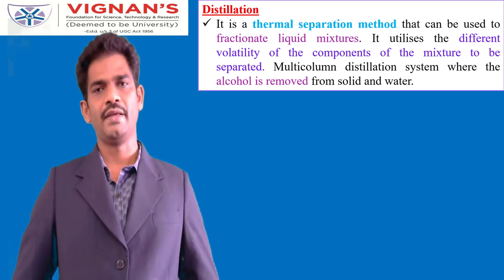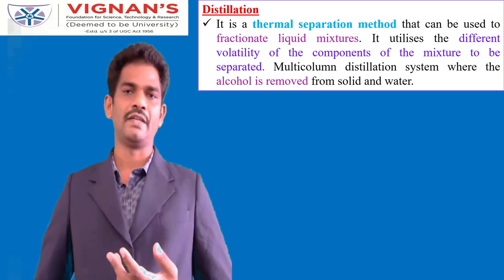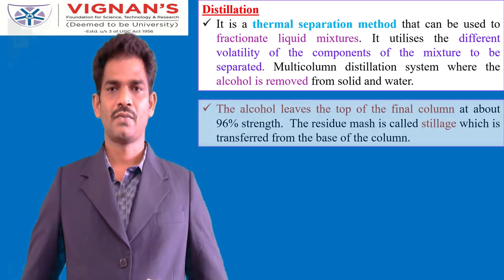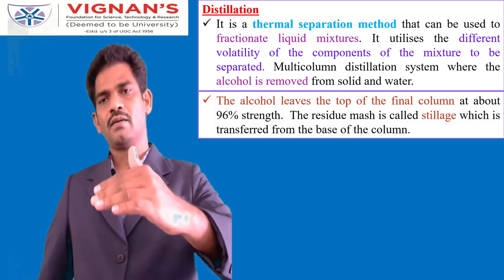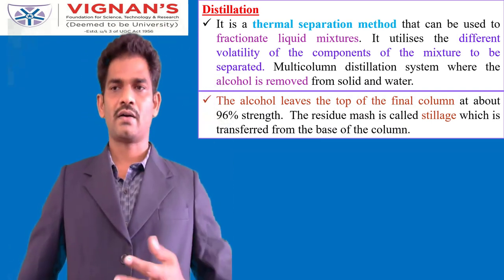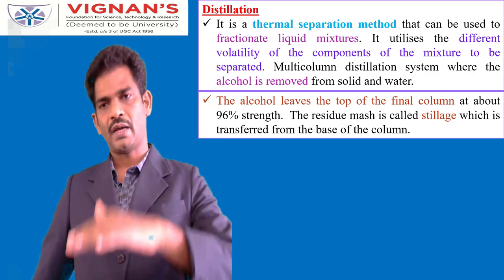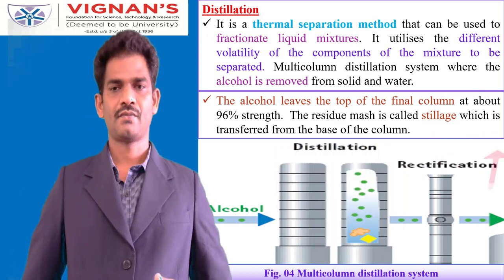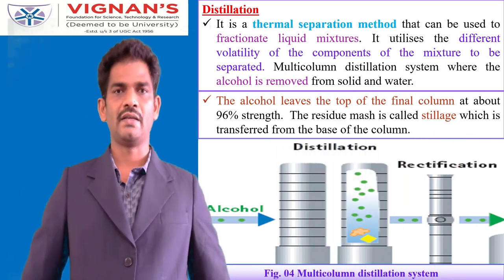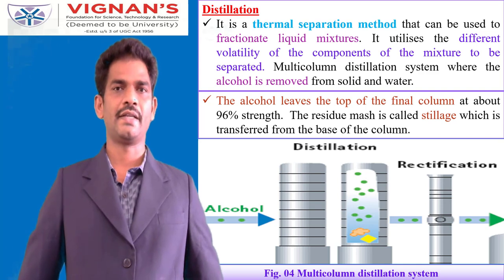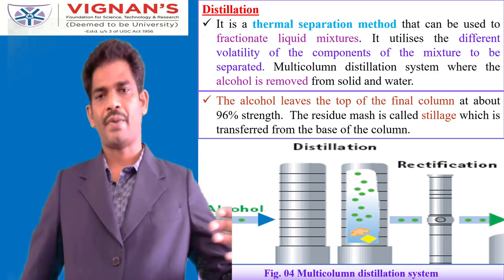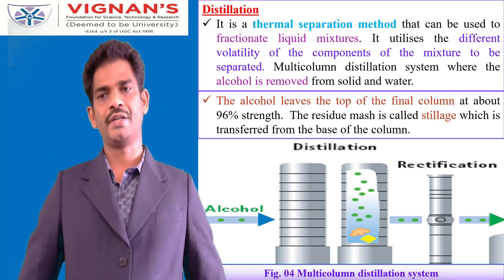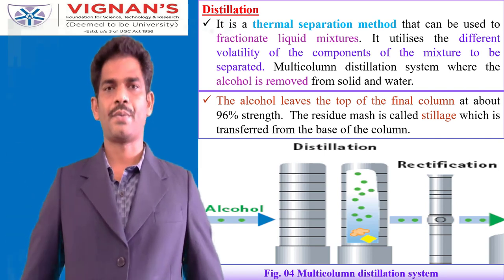For ethanol recovery, you can use a multi-column distillation system where the alcohol is separated from solids and water. You can see here that the alcohol leaves the top of the distillation column. From the base of the column, you get the residual mass that you can call stillage. You can observe a typical view of the multi-stage, multi-column distillation unit. The product-containing solution is passed into a distillation unit, and from that you get the end product, alcohol.